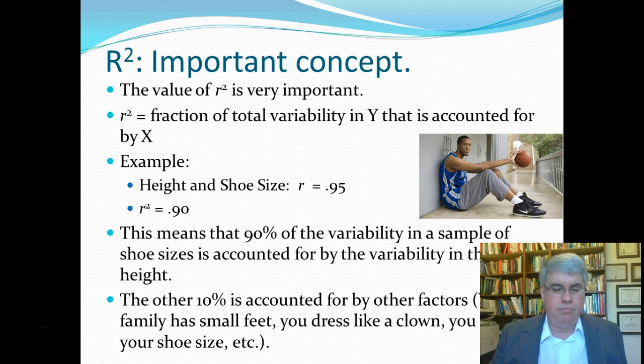Perhaps your family has small feet. That would influence the correlation. Maybe you're dressing like a clown, or some people are dressing like a clown on the day that everybody makes the measurements. And the clowns are going to have really long feet. Maybe you forgot your shoe size. There's all kinds of things that would account for it being an imperfect relationship, and r squared shows what percentage of the variability can be accounted for by other factors.